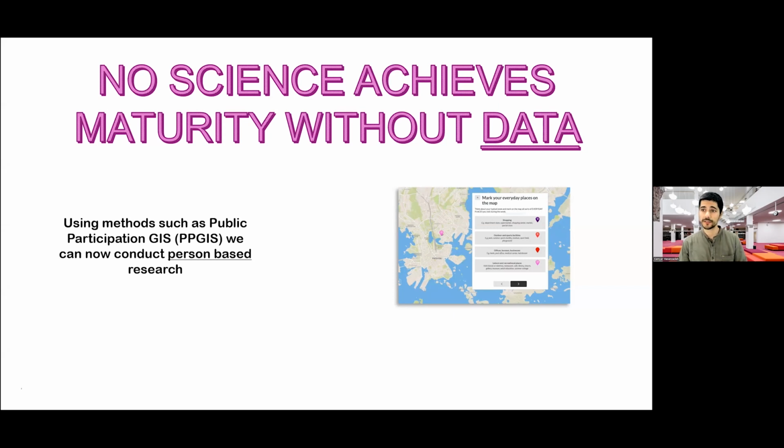But as I said, because of my background, what I will be talking mostly about today is more on the quantitative side. One of the examples of the relatively newly emerging data sets is public participation GIS data, or PPGIS, that we are going to talk about. And this is a kind of data set that allows us to conduct person-based research on different topics related to cities.